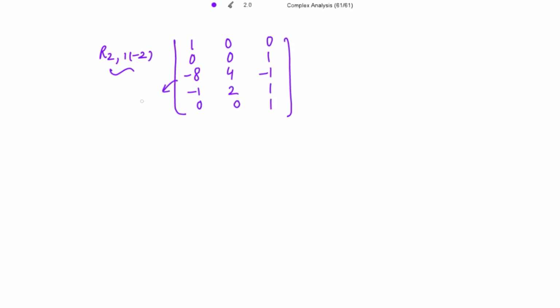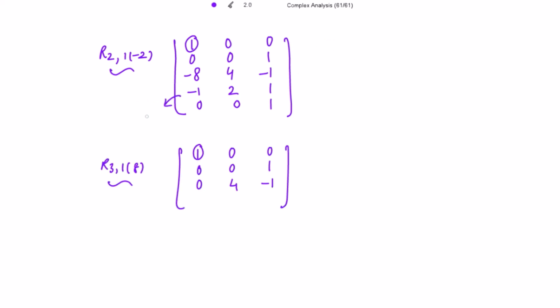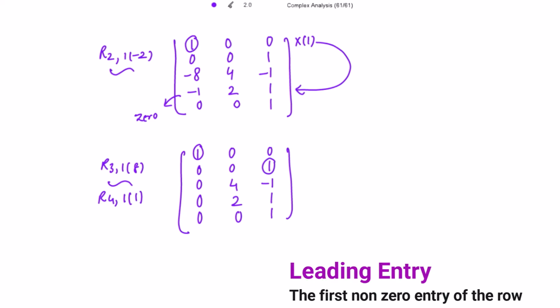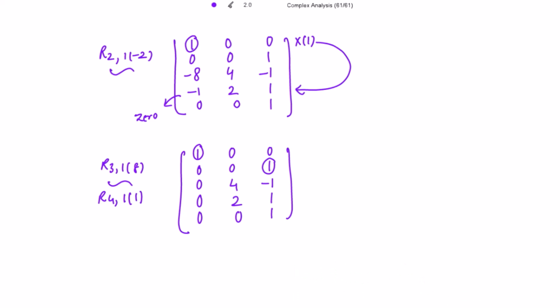To get 0 in place of -8, multiply row 1 with 8 and add its elements to row 3. Now to get 0 in place of -1, multiply row 1 with 1 and add its elements to row 4. Now I am having all the entries 0 below this leading entry. Next, for the second row, I am having the leading entry as 1. What is the leading entry? It is the first non-zero element present in the row.